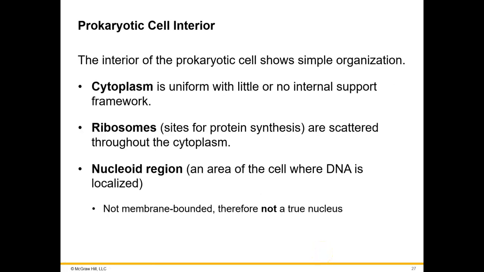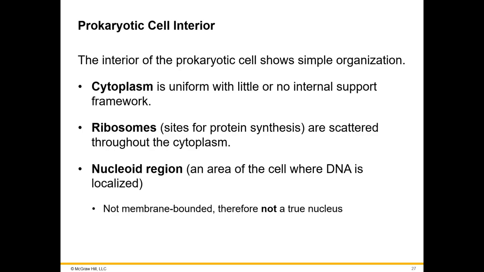The inside of prokaryotic cells has a very simple form of organization. There's not a lot to it. So we have the cytoplasm, which is uniform with little or no internal support. And when we say cytoplasm, you could think of it like the semi-fluid substance that everything's floating in. Prokaryotic cells also have ribosomes, which are the sites for protein synthesis, and these are scattered throughout the cytoplasm.